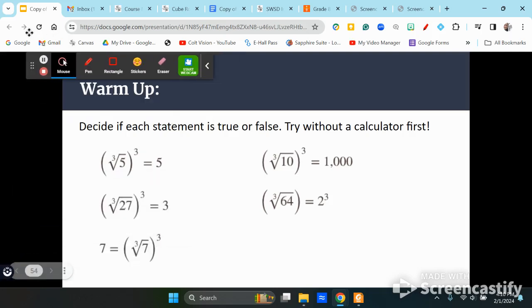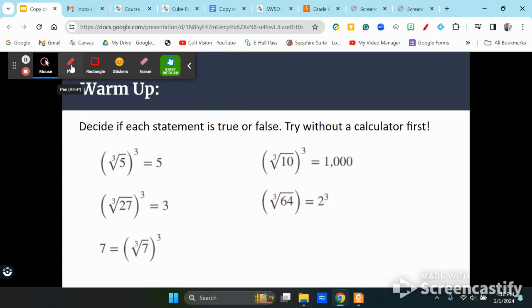Let's just talk about cubed roots today. At the start here, you have this warm-up, and I would like you to pause the video and try to determine which of these are true and which are false. Go ahead and pause your video now.